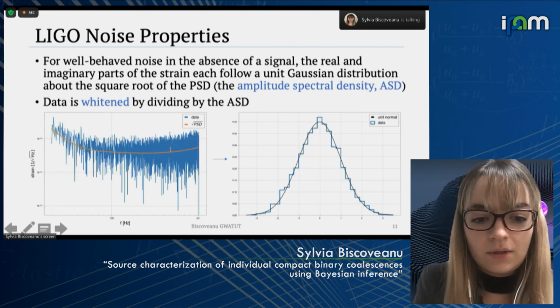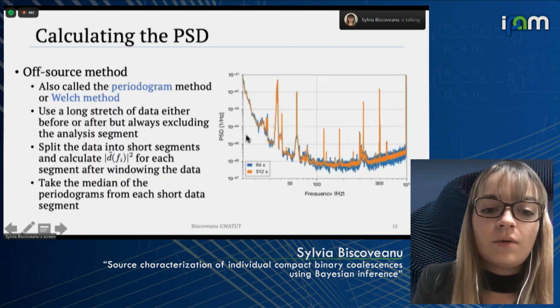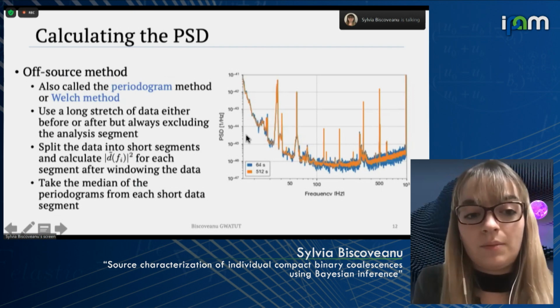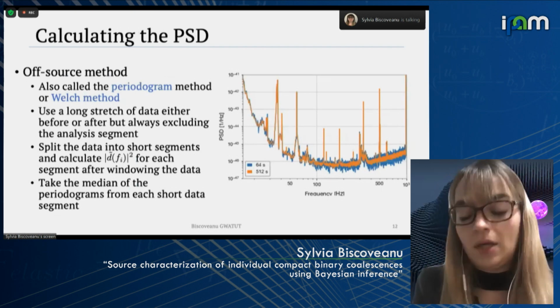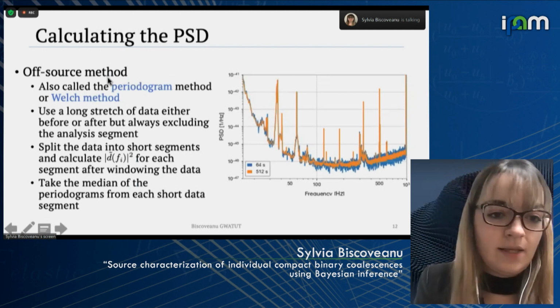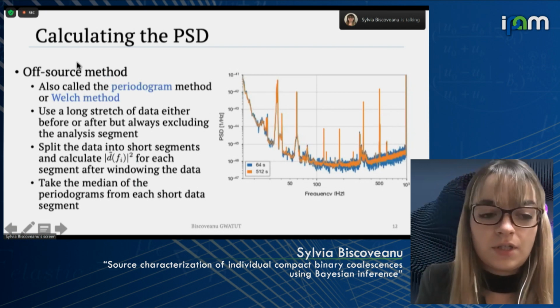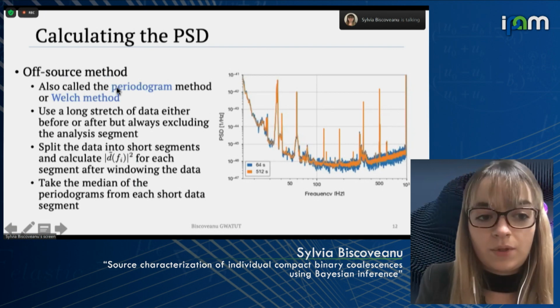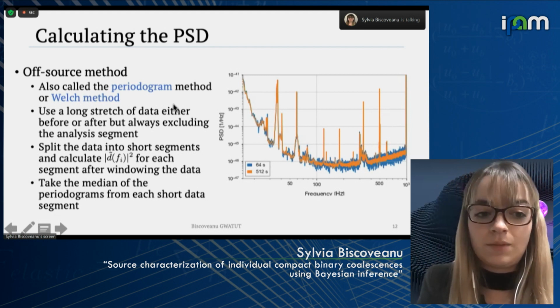Okay, so as we said, the PSD is a key component for characterizing the LIGO data, and it will be a key component for the likelihood. So we need to calculate this somehow. There are typically two methods that are used. The first method is called the off-source method, or the periodogram method, or more commonly, Welch's method.